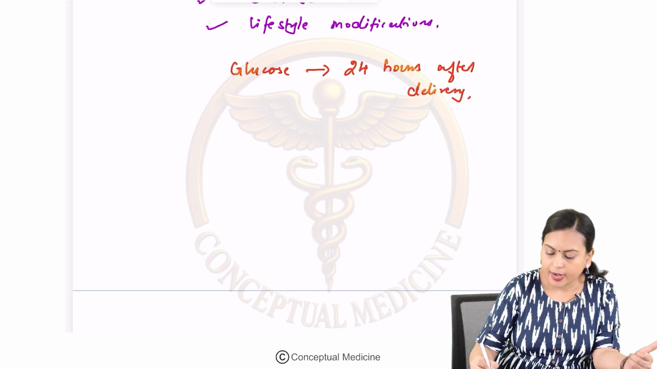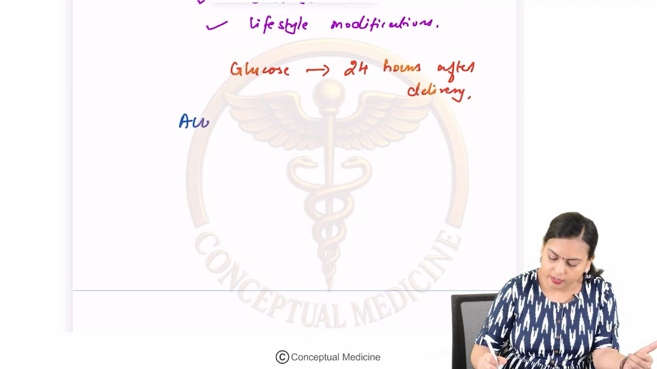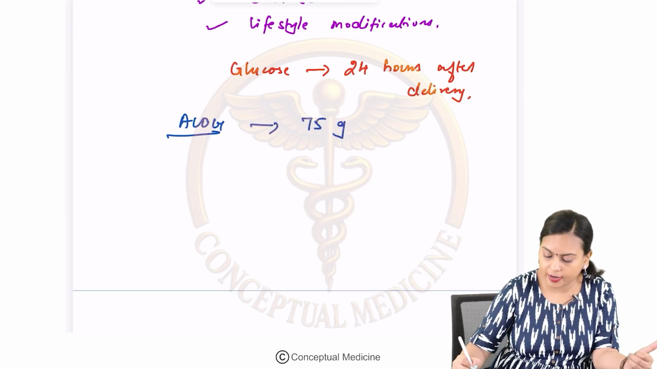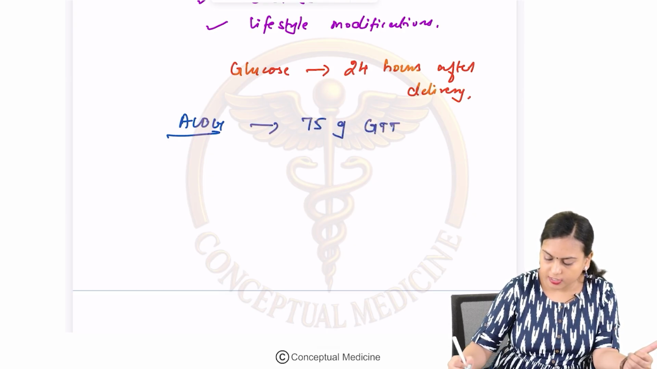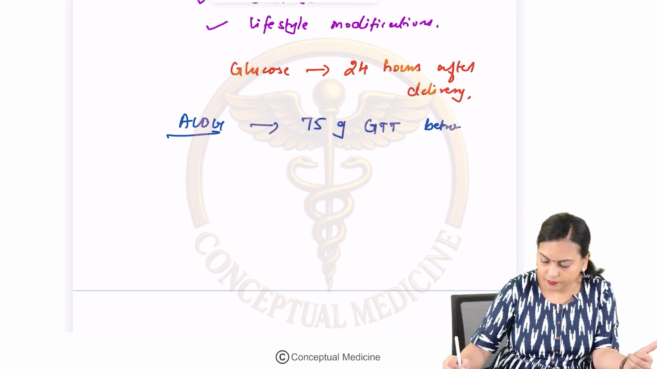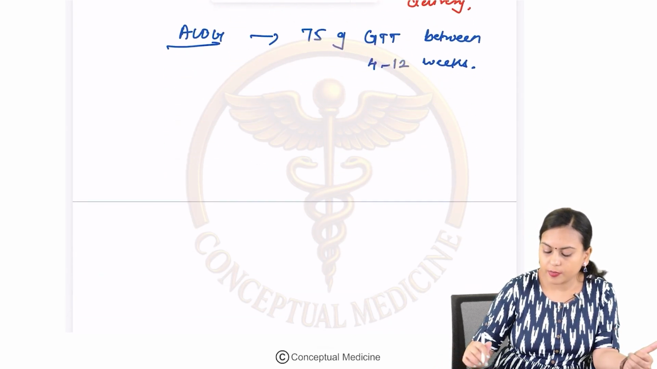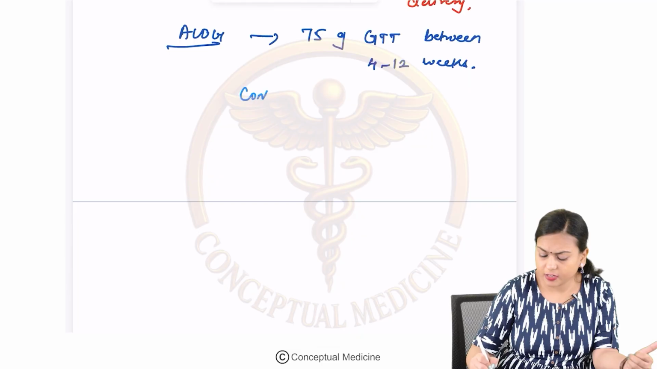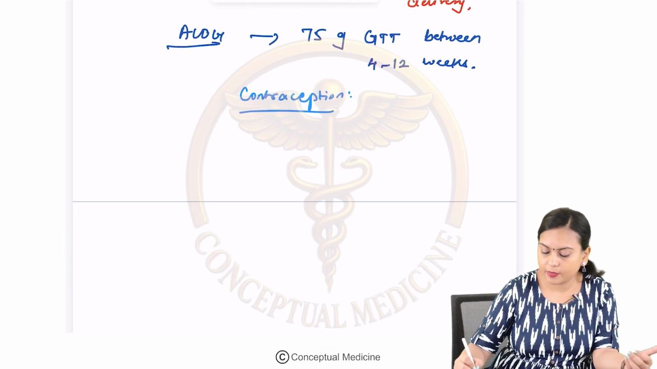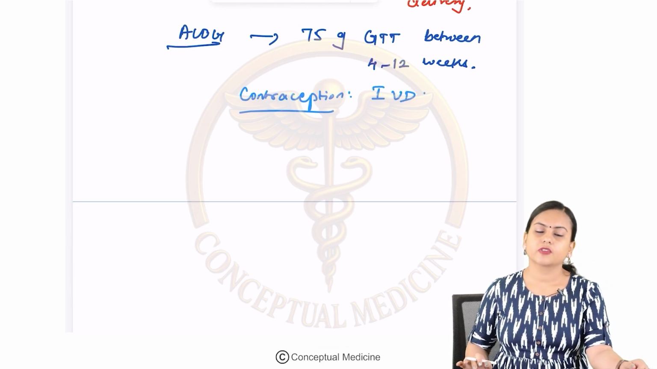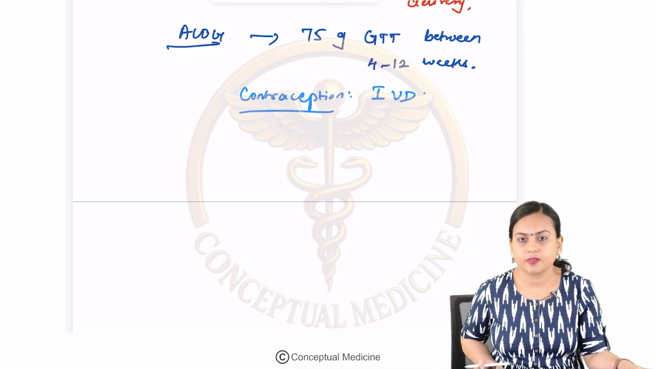ACOG recommendation is to offer a 75 gram GTT between 4 to 12 weeks after delivery. Also remember, if you are advising contraception, the contraception of choice in diabetic women is intrauterine device. So with this, we are completing diabetes in pregnancy.